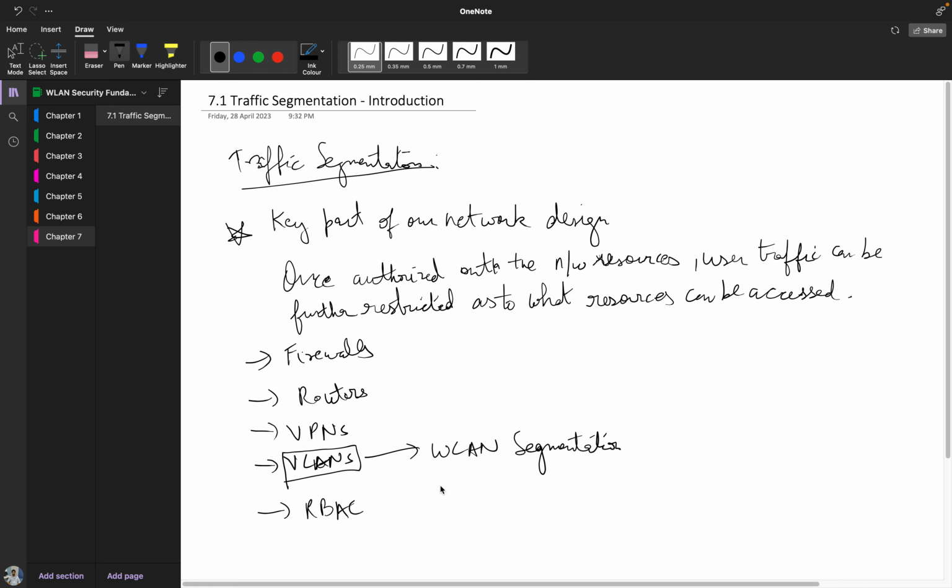So in the next video, we'll talk about how VLANs are able to make a difference and do traffic segmentation, and why VLANs are very essential when it comes to the guest VLAN or the voice traffic or data traffic, all sorts of things, right? So we'll discuss that in the next video.